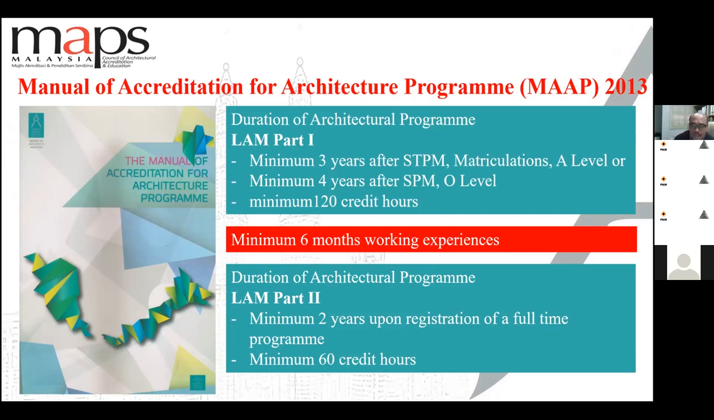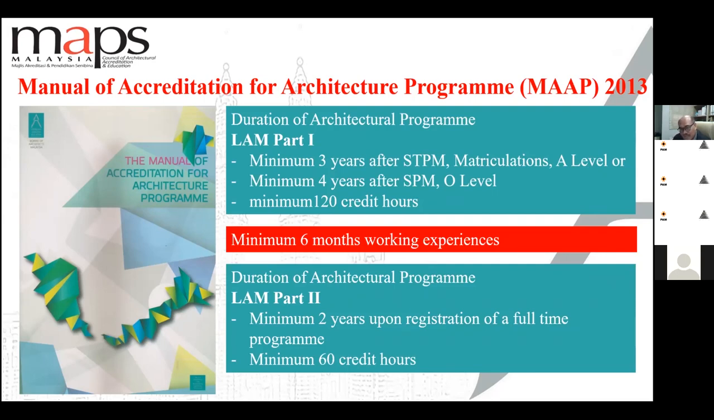So currently with the MCO, MAPS has also given a waiver of the 6 month working experience. So for those with good results in their Part 1 or Bachelor of Science, they can proceed to Part 2 or MARCH program without the 6 month working experience, because we know currently the situation is bad. Architecture firms are letting their staff go, so they are unlikely to appoint new staff. So that's why we give a waiver, a bit of flexibility, for students with good grades to enter directly into the MARCH or Part 2 program.